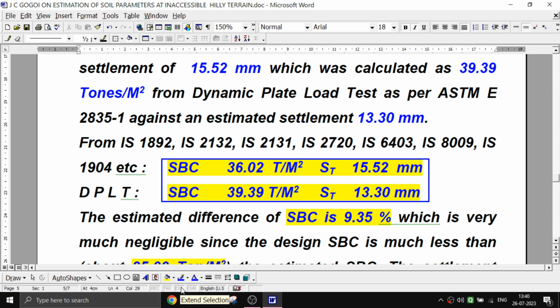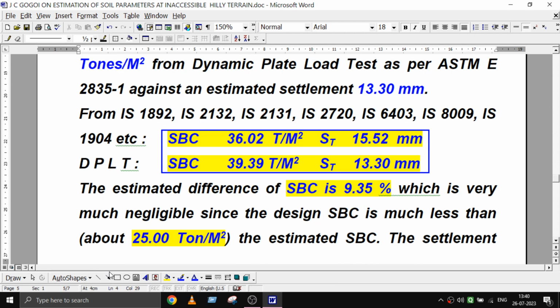Since a lot of safety is there, and our minimum SBC for design is required 25 ton per meter square, so when 25 ton per meter square is required, our 36 ton is quite good. It's quite good. So if we neglect 9%, we do not lose anything. 9% is admissible. Everywhere there shall be a difference.